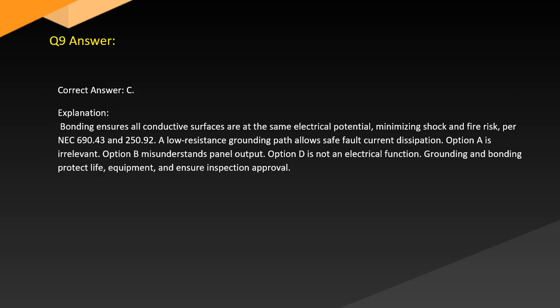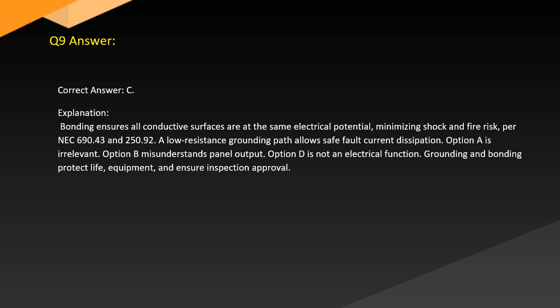Answer. Correct answer: C. Explanation. Bonding ensures all conductive surfaces are at the same electrical potential, minimizing shock and fire risk per NEC 690.43 and 250.92. A low resistance grounding path allows safe fault current dissipation.